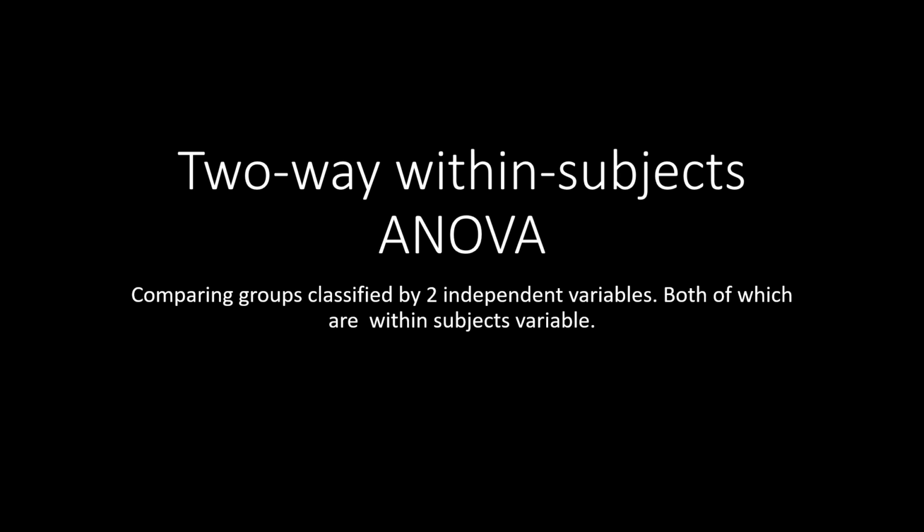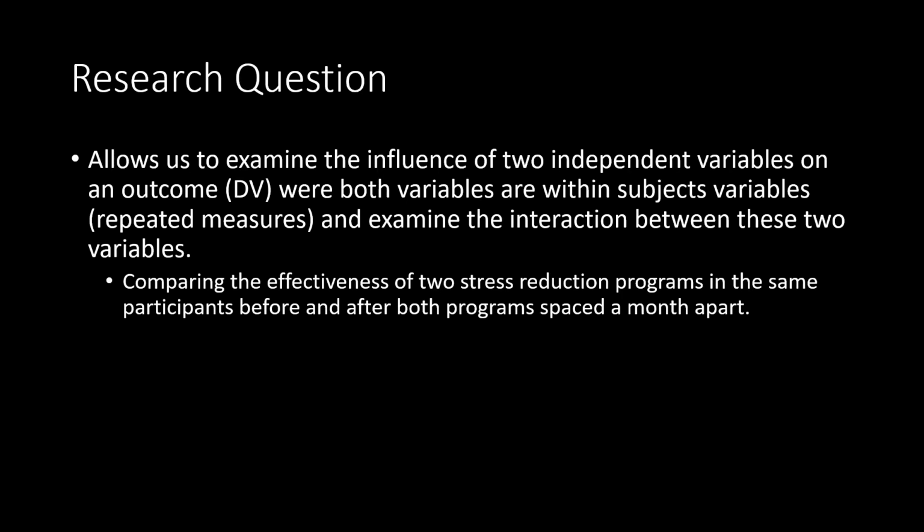In this video, we're going to go over a two-way within subjects ANOVA. A two-way within subjects ANOVA will allow us to compare groups classified by two independent variables, both of which are within subject or repeated measures variables. It will allow us to examine the influence of these two independent variables on an outcome or dependent variable. We'll also be able to examine the interaction between these two variables.